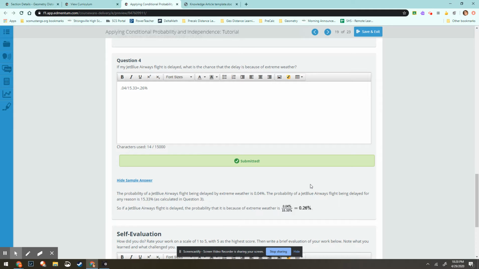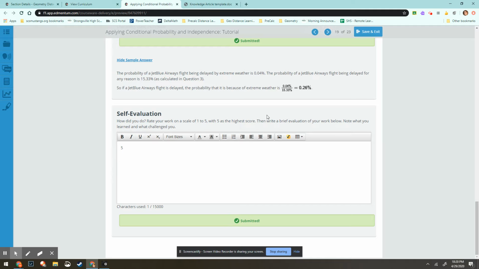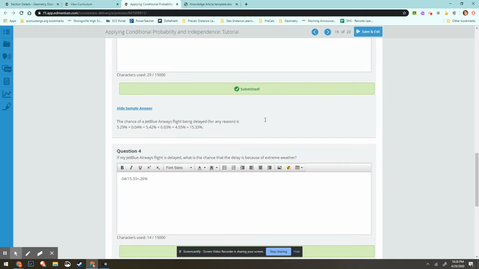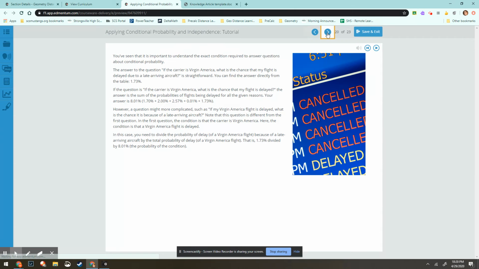Okay? And then finally, give ourselves a 5. So for this table, this activity, we had to do a little bit of adding to figure out the total delay percentage, but still not too terrible. And this just kind of explains all that stuff we did.